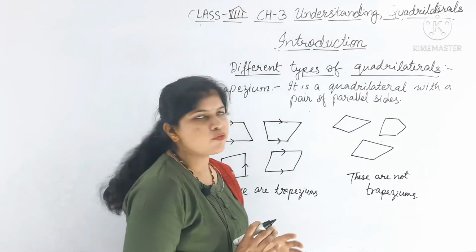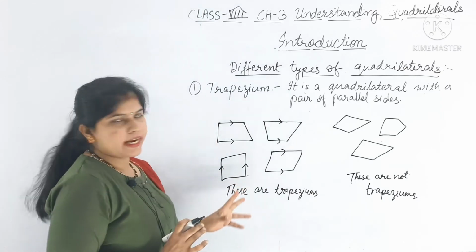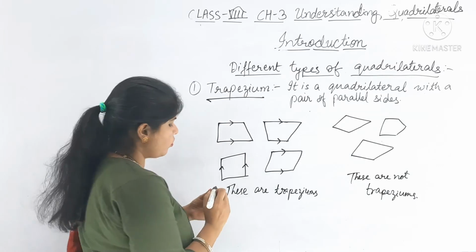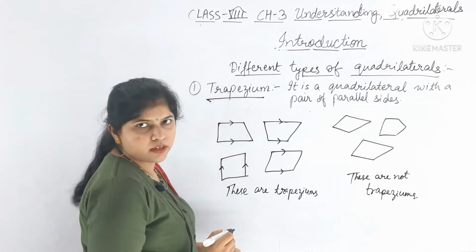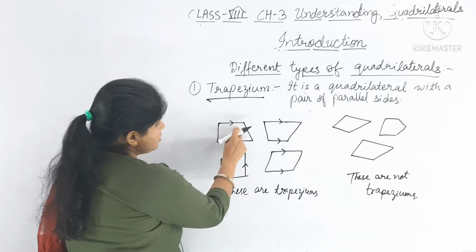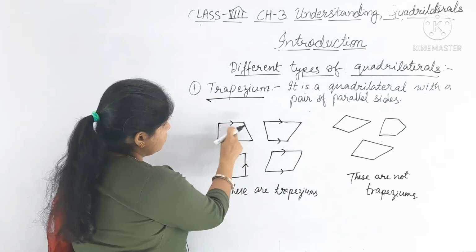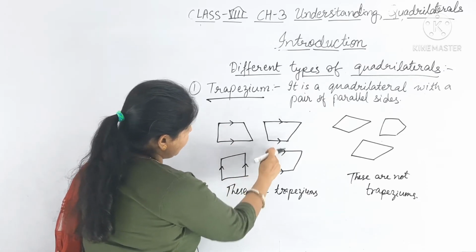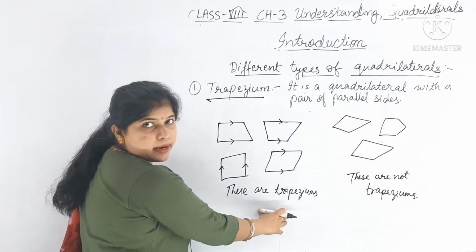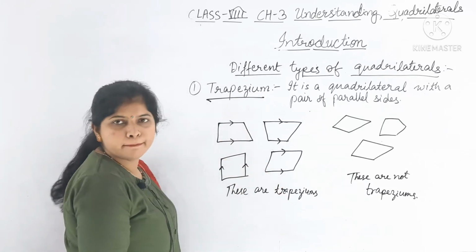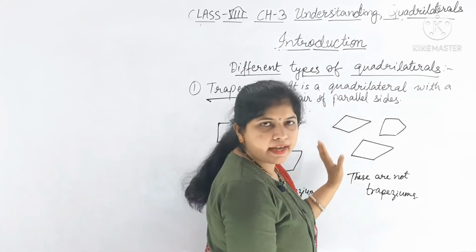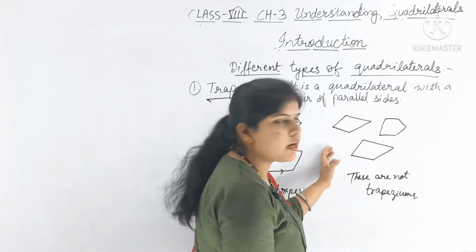Okay students, now let's see different types of quadrilaterals. What are the different types of quadrilaterals? They have four sides but they have some names given to them. Here the first is the trapezium. It is a quadrilateral with a pair of parallel sides. You can see these are parallel sides, and here is also a parallel pair. So these are trapeziums. Two sides are parallel, that is a pair. Here you can see no one has parallel sides, so these are not trapeziums.